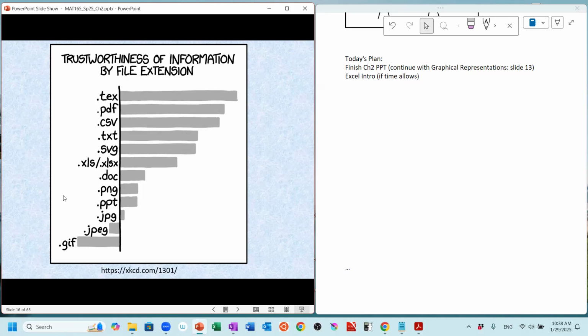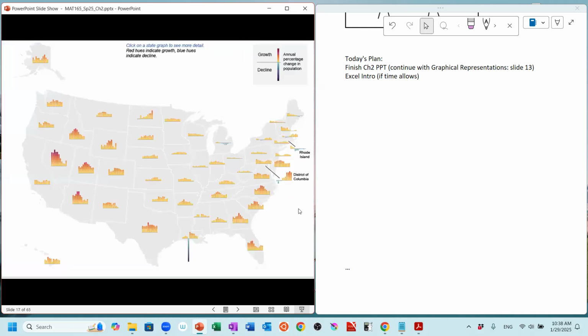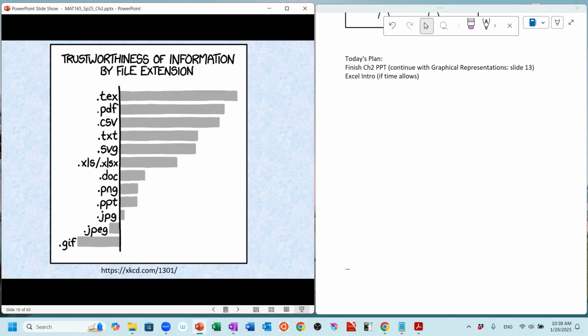So just a joke, obviously. And I'm happy to see that Excel is somewhere in the middle here. So if you set up a spreadsheet, it's maybe more likely than average to be correct information. Obviously a joke, right? Just a silly comic.